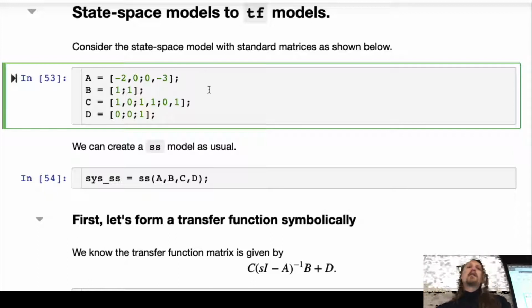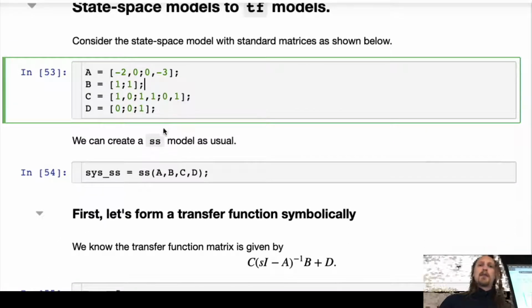How many inputs do we have? B is a 2 by 1 vector. It has to multiply the input vector u, right? Left multiply u, so it has to have 1 input, right? 2 by 1, and the 1 has to match up with the input. Then for the output, we've got a C and a D matrix that have 3 rows in them, right? 3 rows mean that there are 3 outputs. So 1 input, 2 states, 3 outputs. Okay?